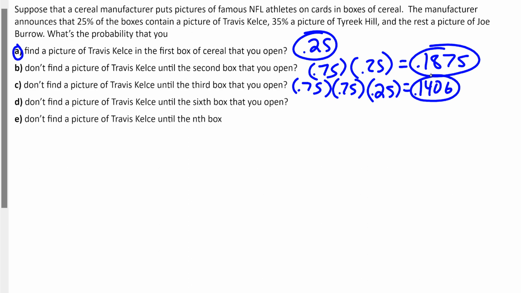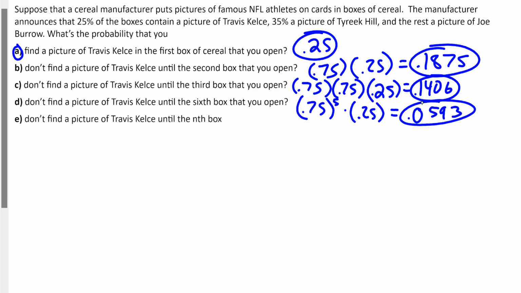Let's say you don't find a picture of Travis Kelce until the sixth box. Same deal. It ends up being 0.75 to the fifth power, and then 0.25. And I got 0.0593.